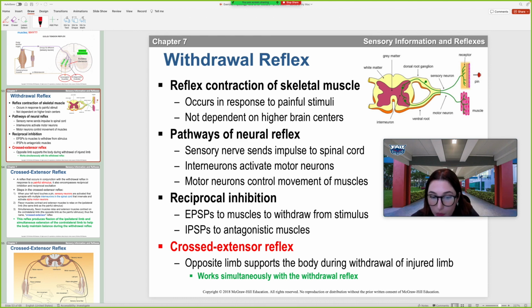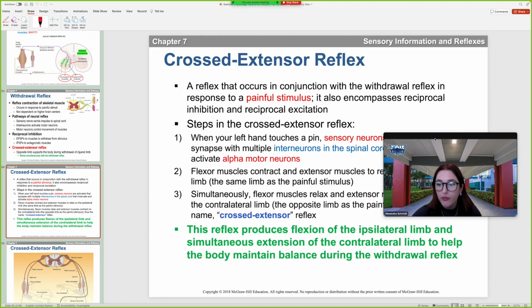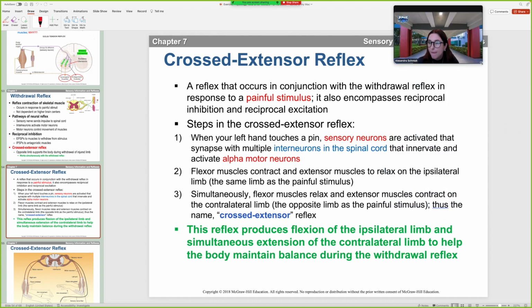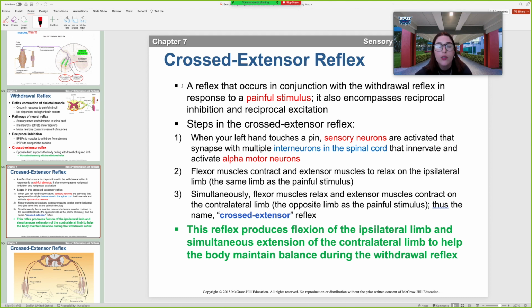The opposite limb supports the body, works simultaneously with the withdrawal reflex, okay? So this crossed extensor reflex is part of this withdrawal reflex. So let's go through how that one works. Okay, so the crossed extensor reflex is a reflex that occurs in conjunction with the withdrawal reflex in response to a painful stimulus. It also encompasses reciprocal inhibition and reciprocal excitation, right?